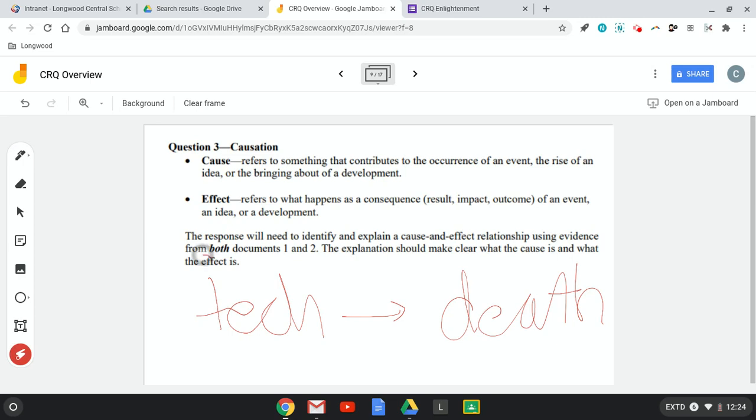Also, you should note that you need to use both documents and you need to cite textual evidence, meaning you need to find evidence from the documents and state that, meaning quotes or specific data from a table or from a graph that you're going to use to make your argument, right? So I would want to find textual evidence within my document that supports this idea as I write about it.